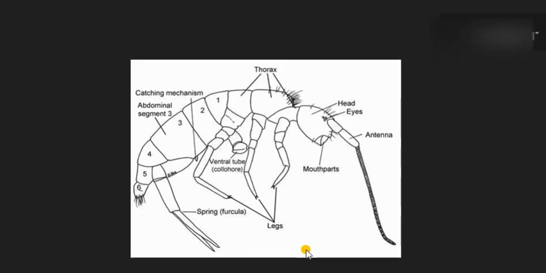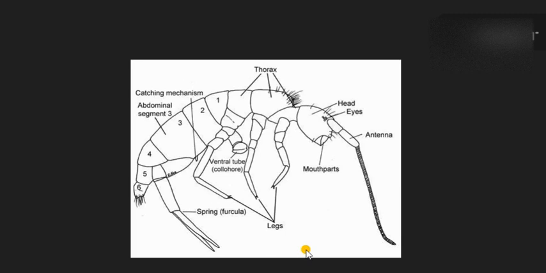So now we have the next order in the subgroup of class Insecta, Apterygota, and this order is Collembola. Collembola is one of the largest primitive orders in the class Insecta, and they are a primitive type of insects. They are devoid of wings. They are apterygotes.